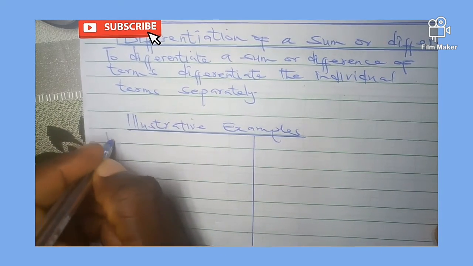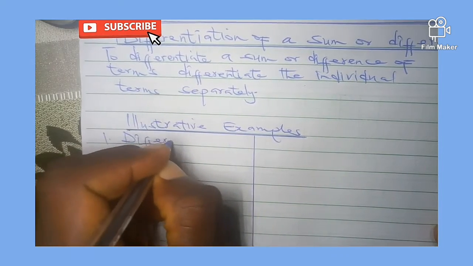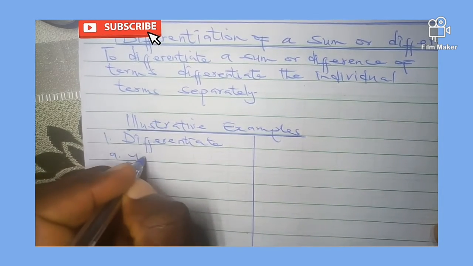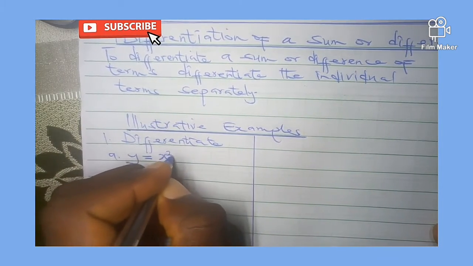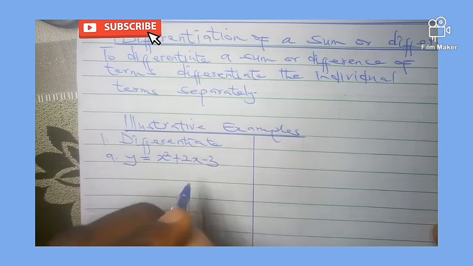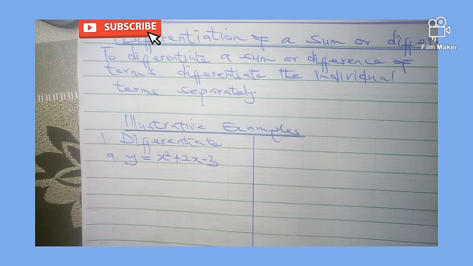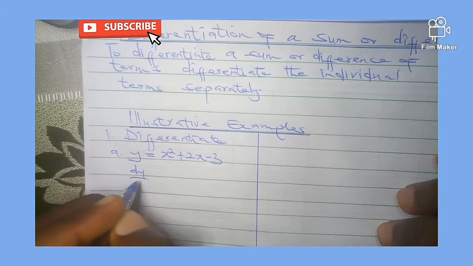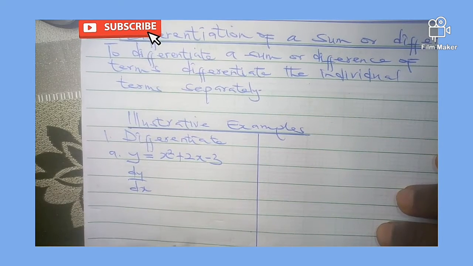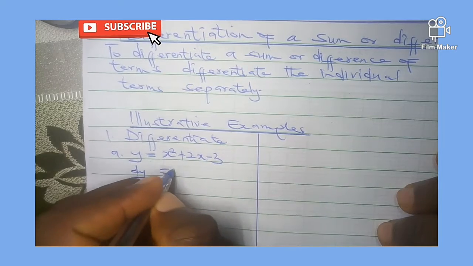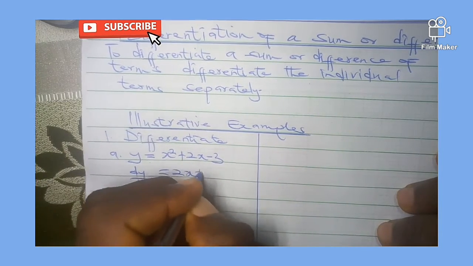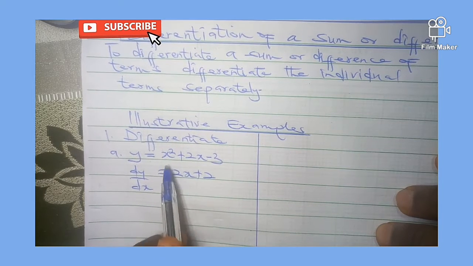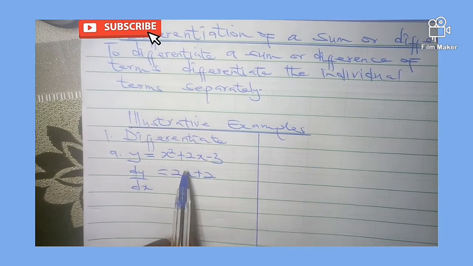Example 1. Differentiate a, y is equal to x squared plus 2x minus 3. Good. So the derivative of y with respect to x is equal to 2x plus 2. The 2 is multiplied by the x term, and the power 2 is reduced by 1.